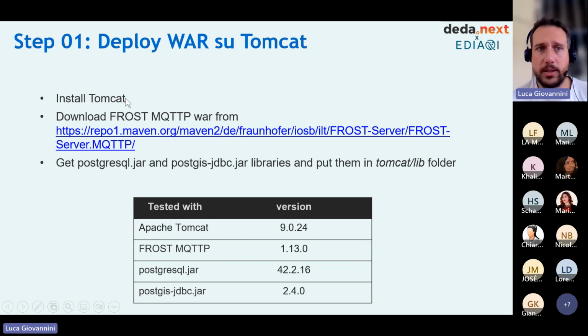So you have to install Tomcat, of course. Then you have to download the MQTT WAR from the repository, choosing the version you want to use, and then you have to add those two libraries and put them in the Tomcat library folder if they are not already there. Here I just summarized the specific versions of those elements that we used in the implementation for the city of Ferrara.